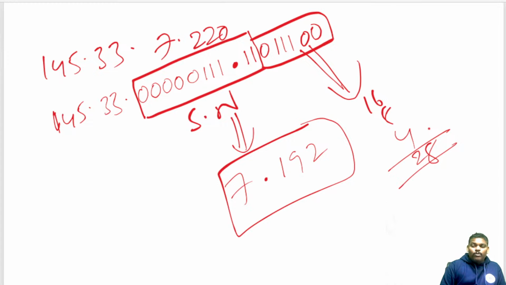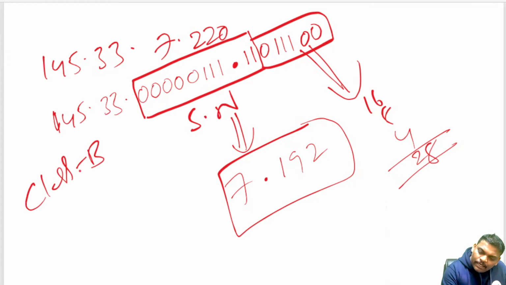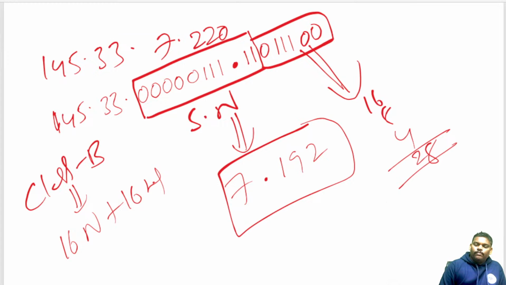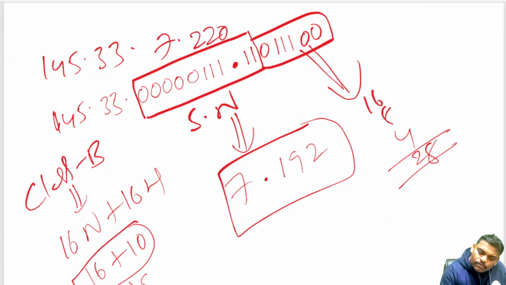We have done so many problems like this in the classroom. It is a class B, class B network: 16 for network, 16 for host. But by seeing the mask I got to know the mask contains 16 plus 10 ones. So this 10 is for subnet.